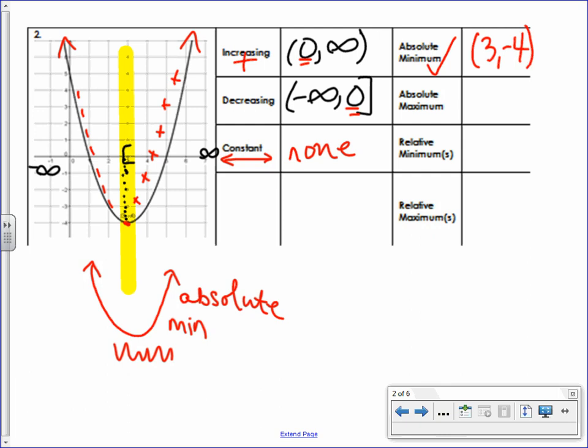Now this graph, since the two ends go up forever, I don't have any kind of maximum that I can measure. I don't have any maximum with a real number. So I'm going to say that there is no absolute maximum and there is no relative maximum. The only thing that I had for sure was my absolute minimum.